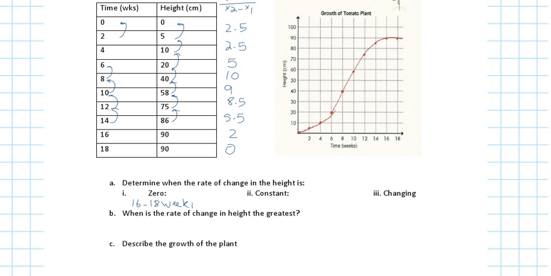When is it constant? From 0 to 4 weeks. When is it changing? From 4 to 16, because between 4 and 6 it changed. Would it be 4 to 18 weeks? No, to 16. So 4 to 16 weeks.